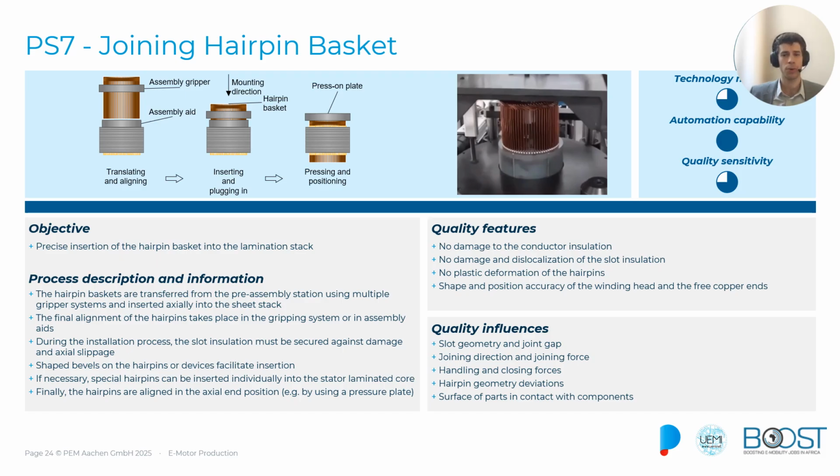At this point of the process chain, it becomes obvious if we had any errors in the forming process of the hairpins. Plastic deformation of the hairpins would not allow us to join the basket into the stator slots without damaging the pins. So it is kind of a natural check, but it would be better if we identify errors previously.